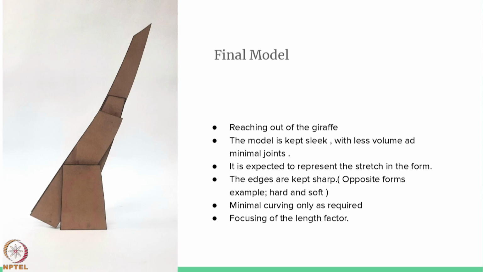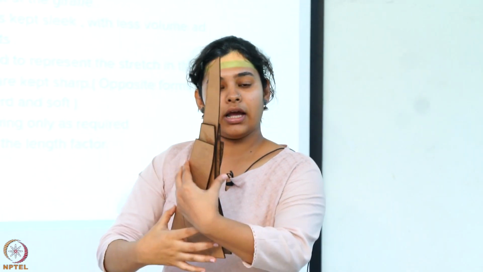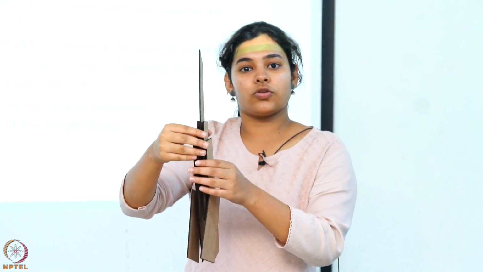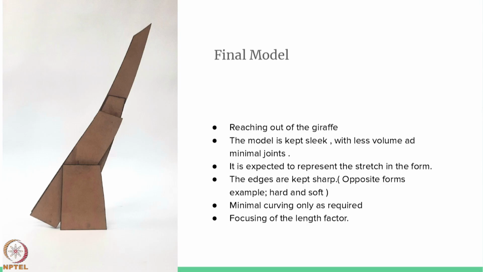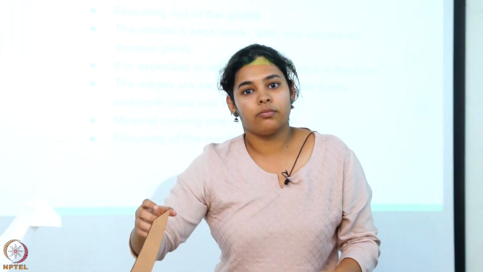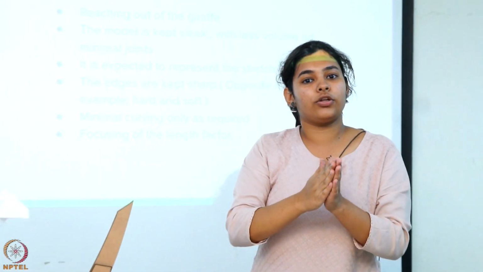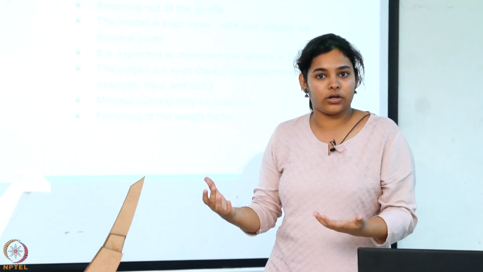After all this, the main thing I wanted to convey was the reaching out of the giraffe. I have kept the model sleek with less volume, and there are minimal joints that are not protruding outwards. It's very plain and sleek from the outside, and very slender also. Horizontally it's not that wide, so it enhances the height. We can focus on the height and the stretching out, and I have kept the edges sharp because blunting them would reduce the stretching out that I wanted to express.